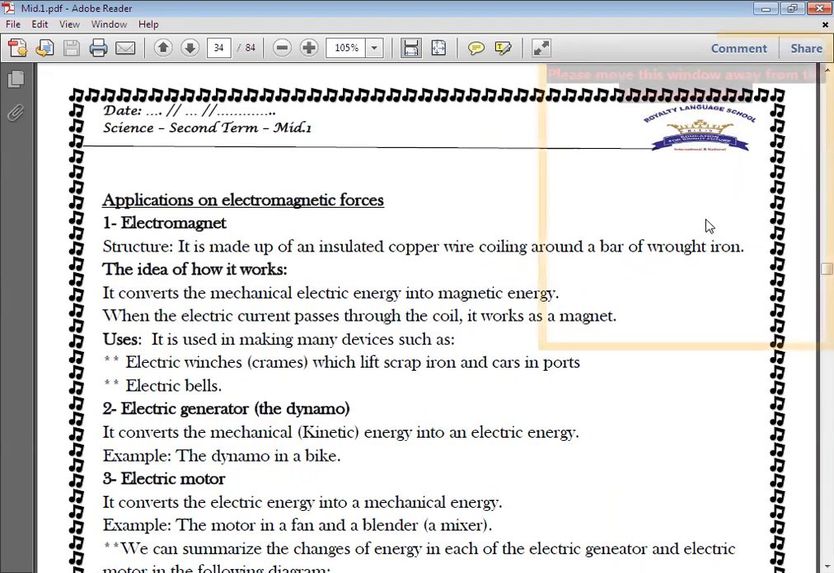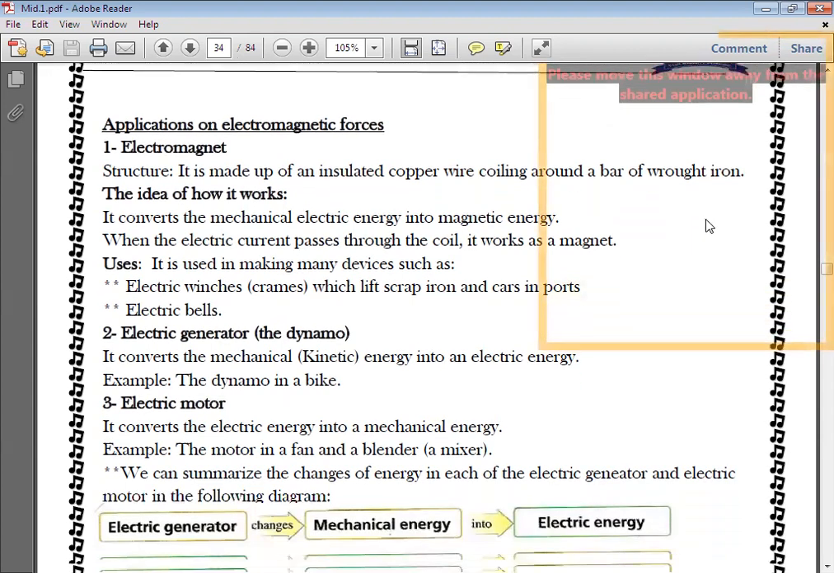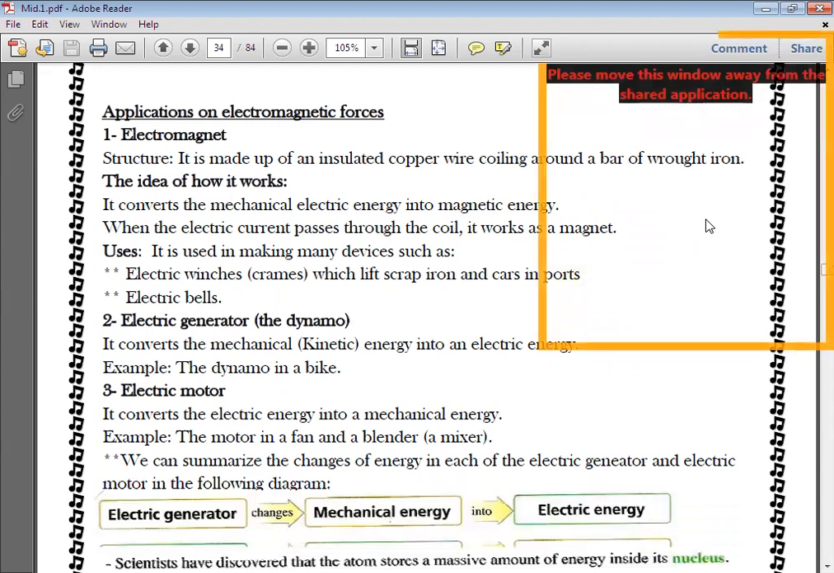Electric motor is the third application. Electric motor is the opposite of the dynamo. It converts electric energy into mechanical energy. In a dynamo, the kinetic or mechanical energy is changed into electric, but in an electric motor, the electric energy is changed into mechanical. Again, electric generator: mechanical to electric. Electric motor: electric to mechanical.